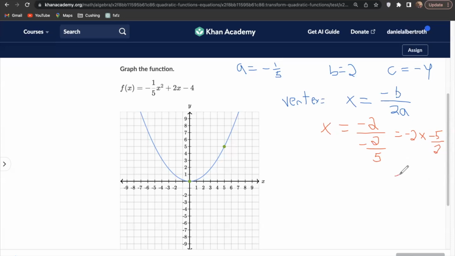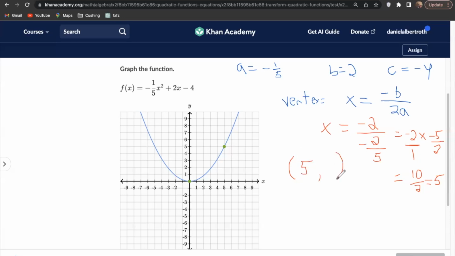Now I have -2 times -5 over 2. I can put the -2 over 1 if I want to make it look like I'm multiplying two fractions. That's going to give me 10 positive on the top, and on the bottom, 2. And 10 over 2 is 5. That was a lot of complex math, and maybe a calculator might help there, but the vertex is where x equals 5.